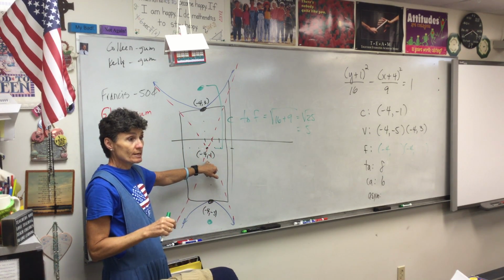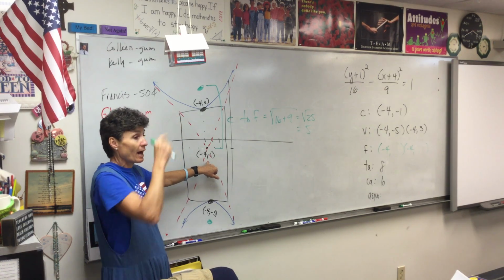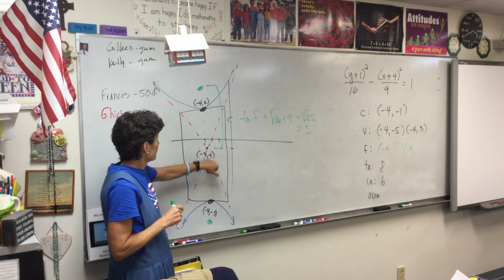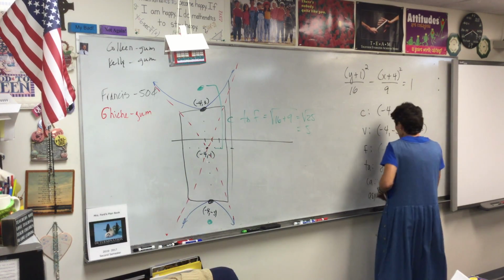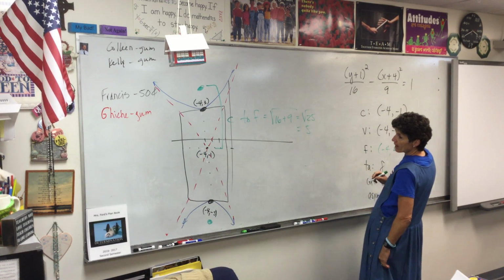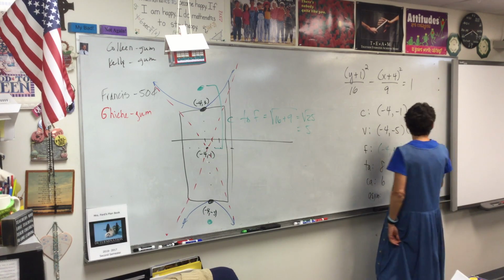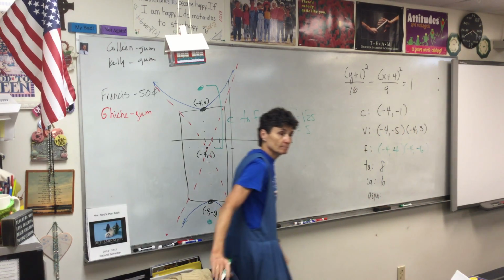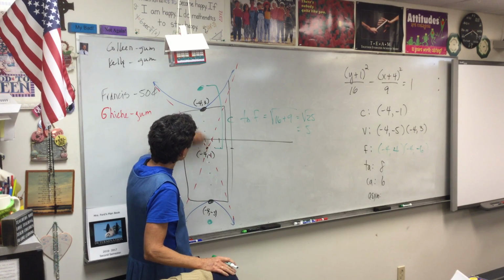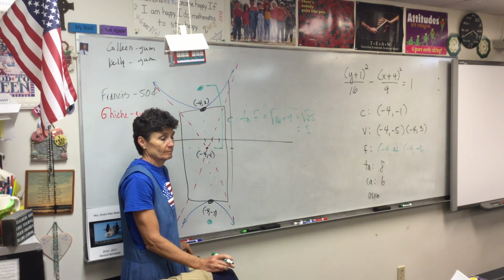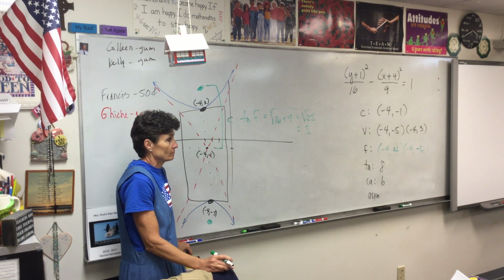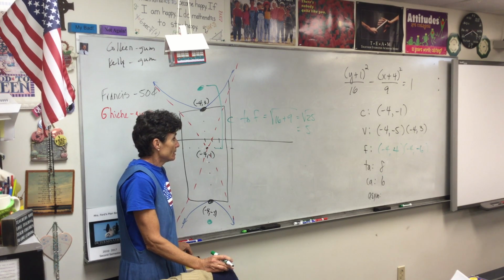So if I start here and go up 5, where am I? -4, 4. And if I go down 5, I'm at -4, -6. Starting right here and going up and down 5. Now what's left?